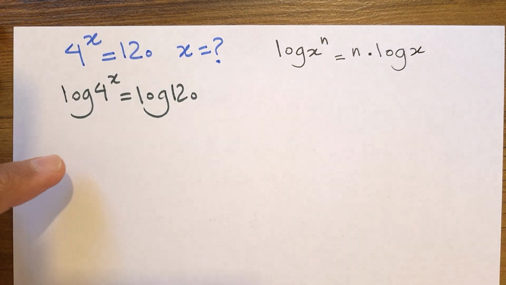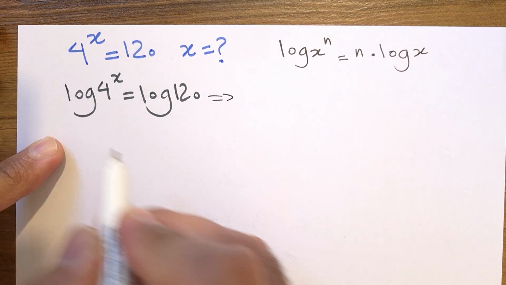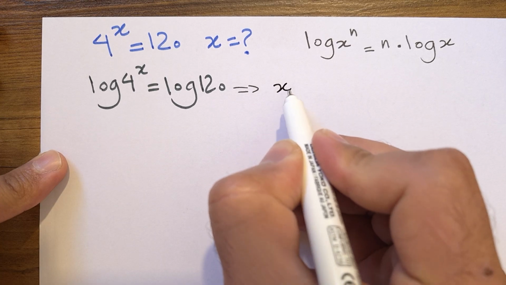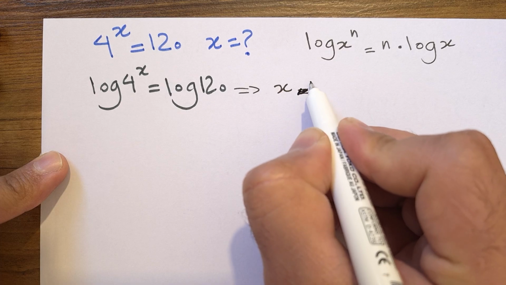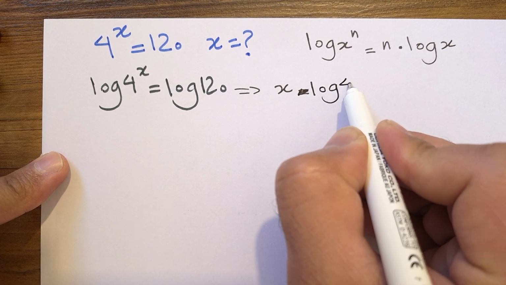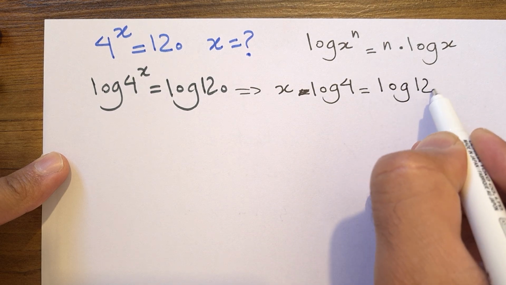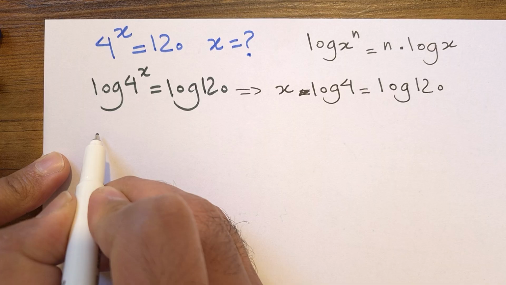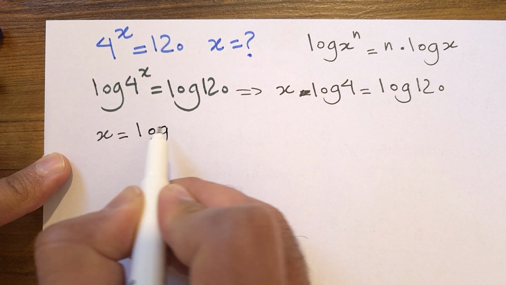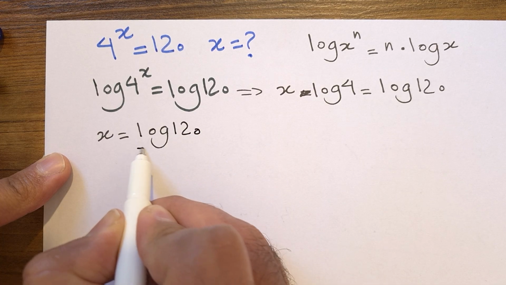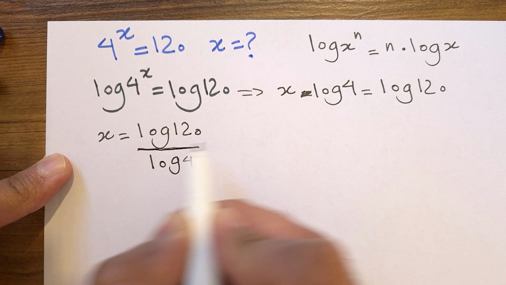These are the same thing, and now we can apply the rule here. So we take the x out of this logarithm, and it becomes x log 4 equals log 120. And then from this equation, x equals log 120 over log 4. That's the final answer.